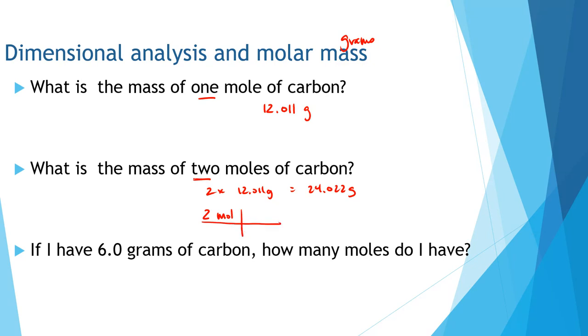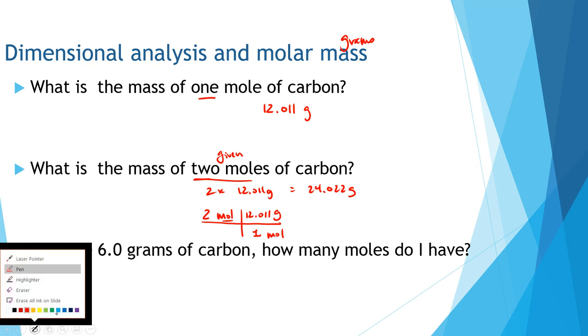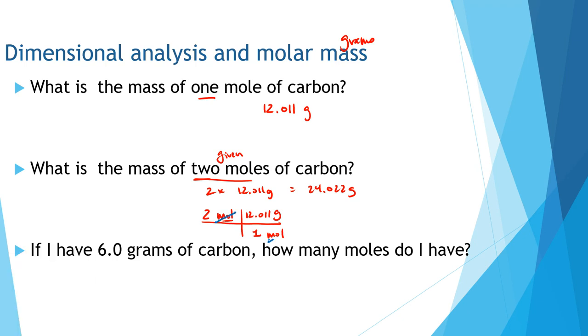So I'm going to start with my given. My given is 2 moles of carbon. I'm going to convert moles to grams. Since I have moles here on top, I'm going to put mole on the bottom. I'm going to convert my moles to grams, put grams on the top. I know that the periodic table tells us that there's 12.011 grams in 1 mole of carbon. I've set it up this way so that moles on top and moles on bottom can cancel out. All we're left with is grams, which is good because the question is asking us for mass.